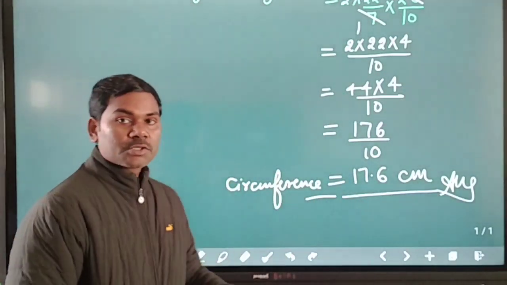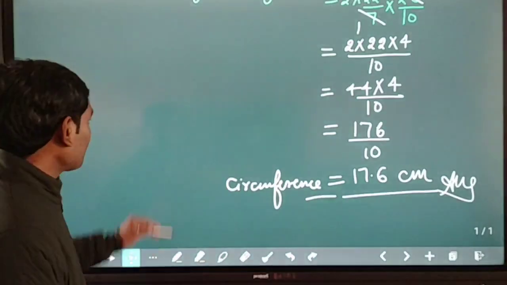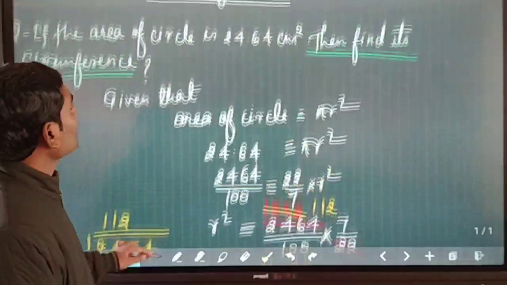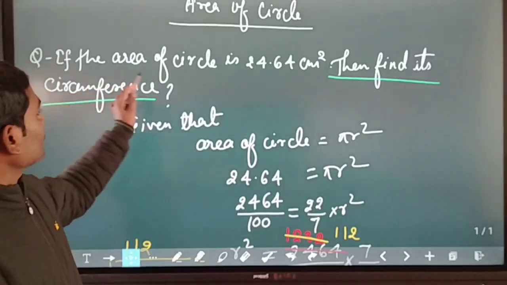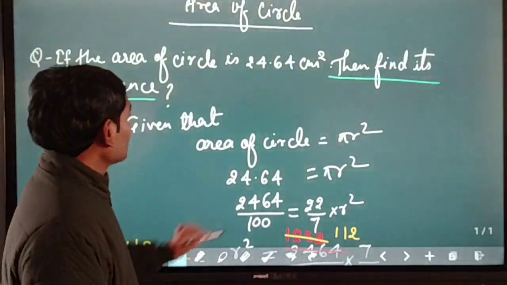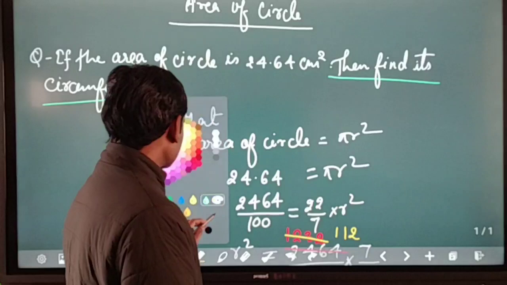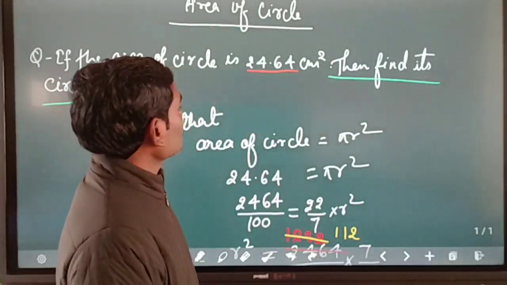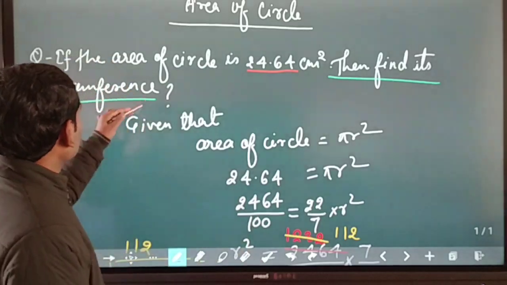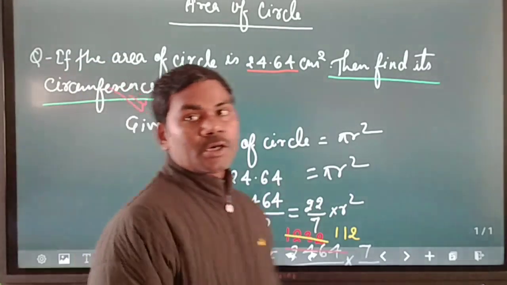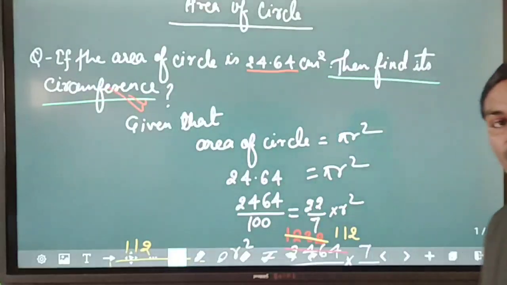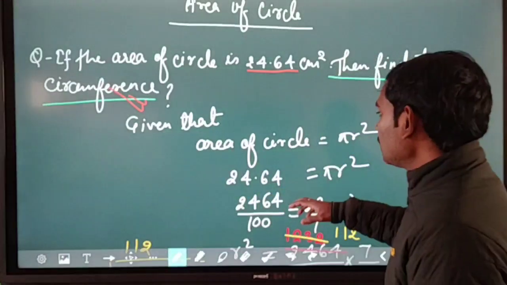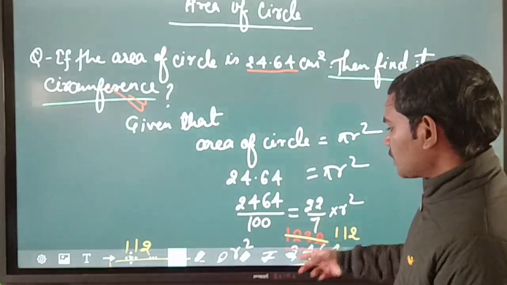Now let's see the solution once again, whatever we have done here. The question is, if the area of a circle is 24.64 centimeters square, then find its circumference. In order to find its circumference, we have to find out the radius of the circle. So the radius of the circle can be found here. Let's see how.